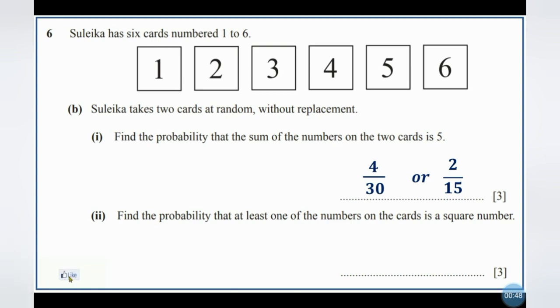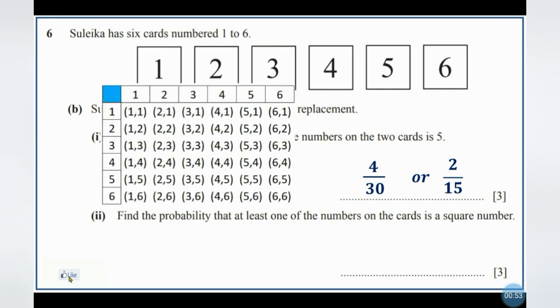Let's try to put it again into a table of values. Okay? So this is the table of values that we have now. Again, you cannot repeat the number because it's without replacement. So I will remove all those that are repeated. So I will be left with 30 choices, and out of those 30 choices, it says here at least one of the numbers on the cards is a square number.